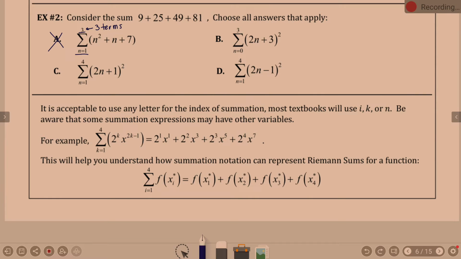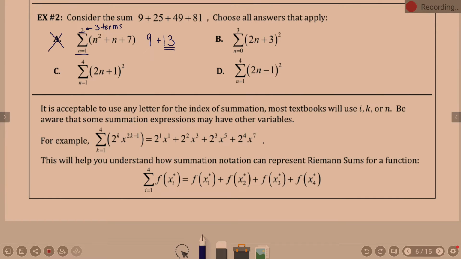Otherwise, what I did is I plugged in 1 squared, plus 1 plus 7 is 9. Then I plugged in 2. 2 squared is 4, plus 2 is 6, plus 7 is 13. That right there was my red flag because the second term was supposed to be 25. So either way, you get a no-go. Okay, you want to go over to B? It could work based on the number of terms. How many numbers is 0 to 3? 0, 1, 2, 3. Count on my fingers, right?